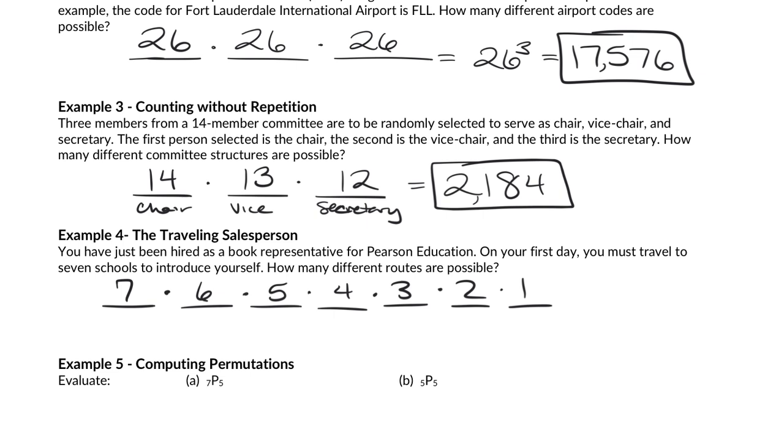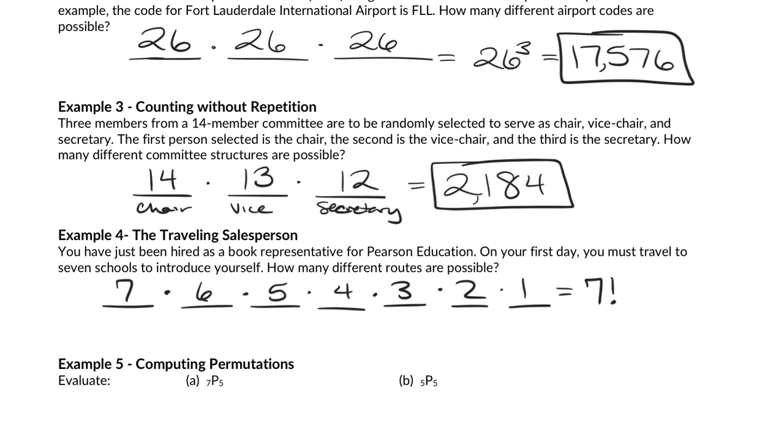Kind of already introduced this. What do you notice that I'm multiplying together? It goes from 7 all the way down to 1. This is actually an example of a factorial. This is 7 factorial. So instead of on your calculator doing 7 times 6 times 5 times 4 times 3 times 2 times 1, which is not that bad when it's 7, but imagine that number was 51.